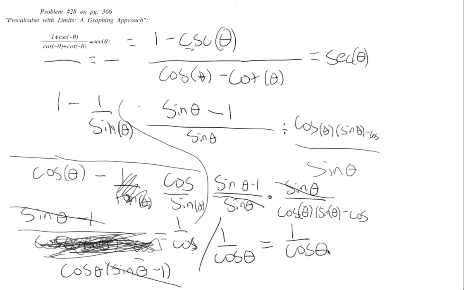Because those statements are equal, we have just verified that 1 plus cosecant of negative theta divided by cosine of negative theta plus cotangent of negative theta equals secant of theta. So this side equals that side. We have just verified a trigonometric identity.